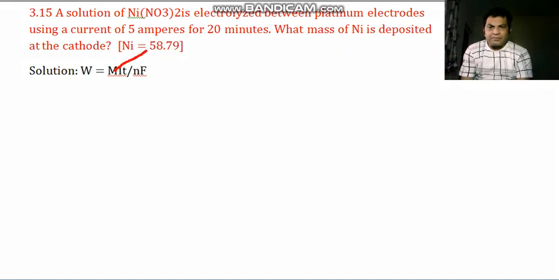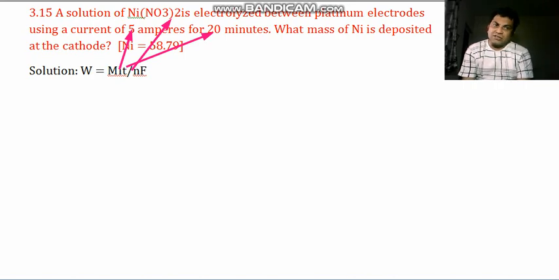M is 58.79, that value is given. Next, I is also given to us, current is 5 ampere. Time is 20 minutes, which should be converted into seconds. Ni plus 2 is given, so n is 2, and F is the constant charge.